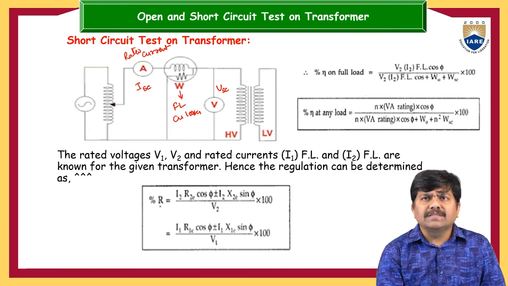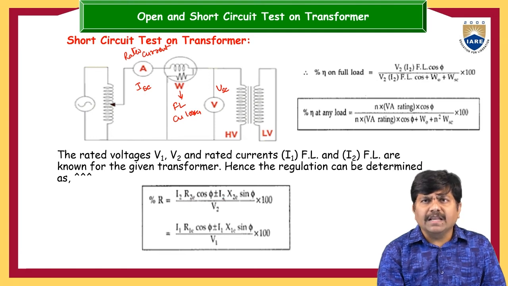Already we know that percentage regulation is (I2 R2E, where R2E is the equivalent resistance referred to the secondary, cos φ plus or minus I2 X2E sin φ) into 100. Here the plus or minus sign is, as we know, plus for the lagging power factor and minus for the leading power factor.